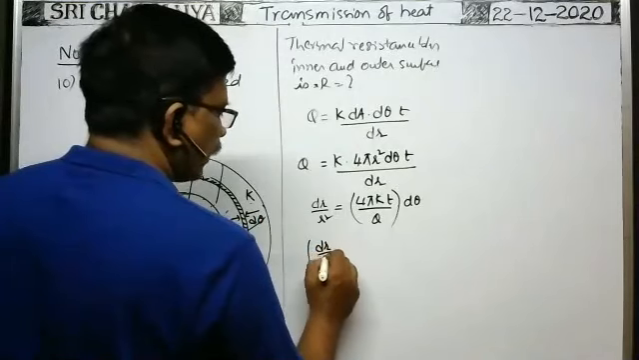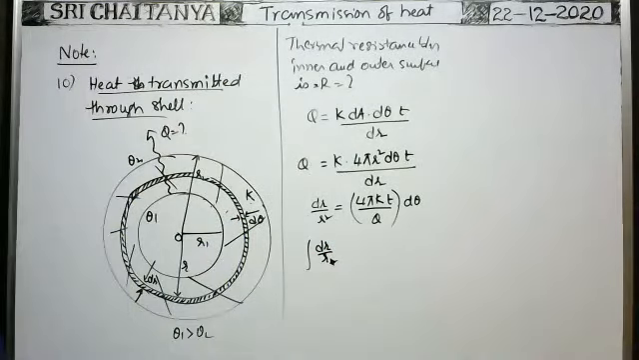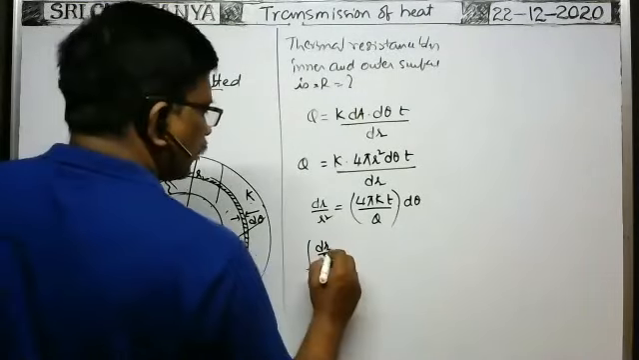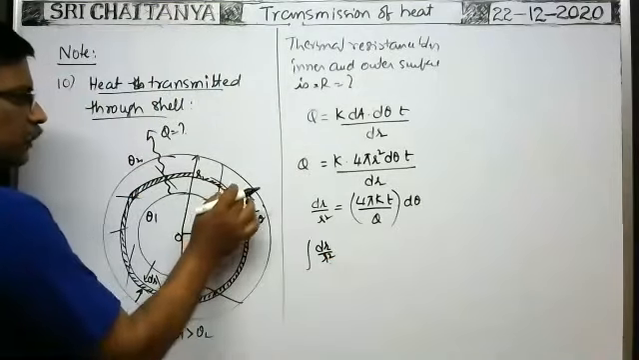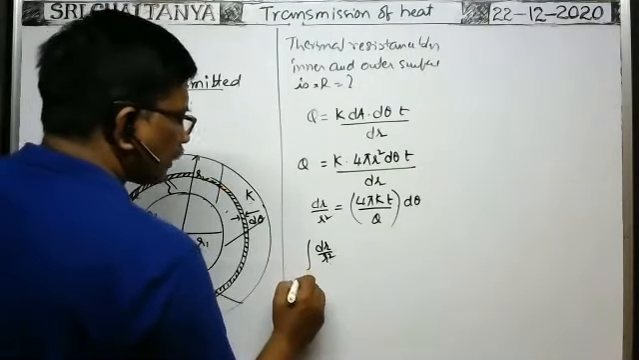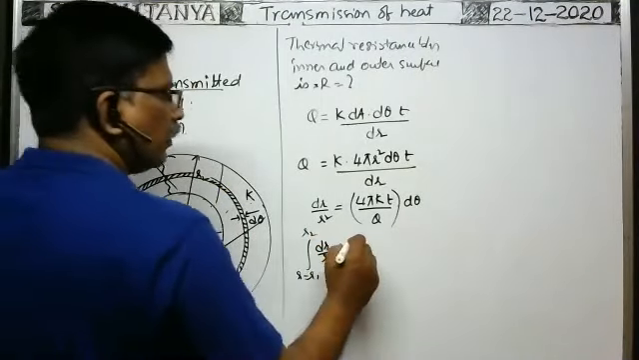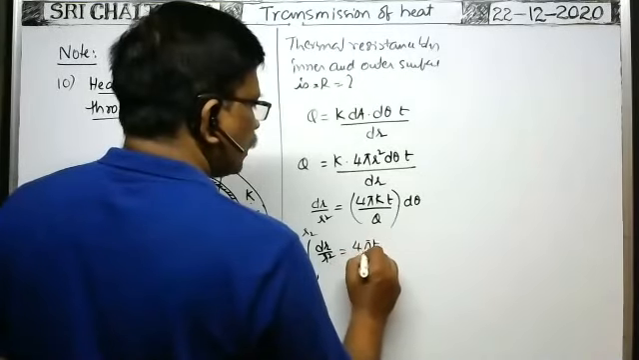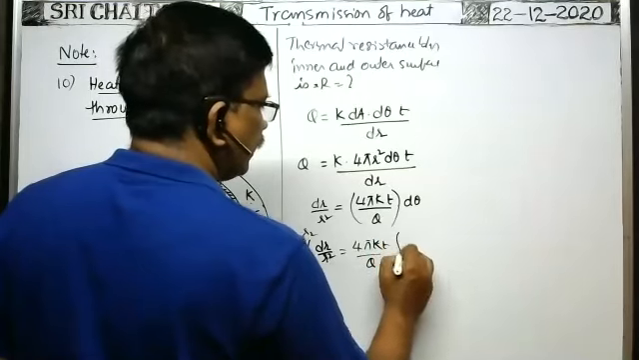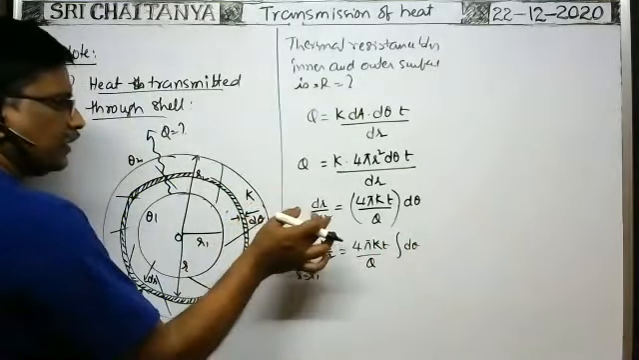so the integral of dr by r square. This type of element can be considered from inner radius r1 to outer radius r2. That's why the integral of dr by r square from r1 to r2 is equal to 4 pi kt by q, which is constant. You keep aside the integral d theta. Here the temperature difference across the element is d theta.